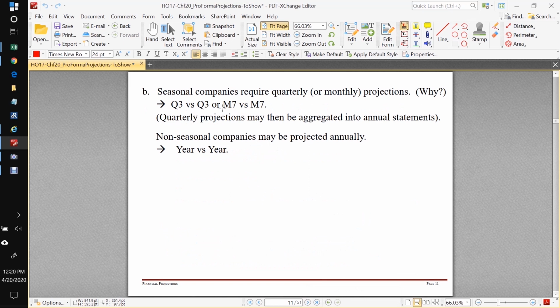All right, heads up that as we have already learned, seasonal companies we have to be careful about. When we did ratio analysis for seasonal companies, we had to do quarterly or even monthly comparisons year on year, and that's going to be true when we project forward as well. So if we have a seasonal company, we're going to have to project month by month or quarter by quarter, and for non-seasonal companies we can project ahead year by year.